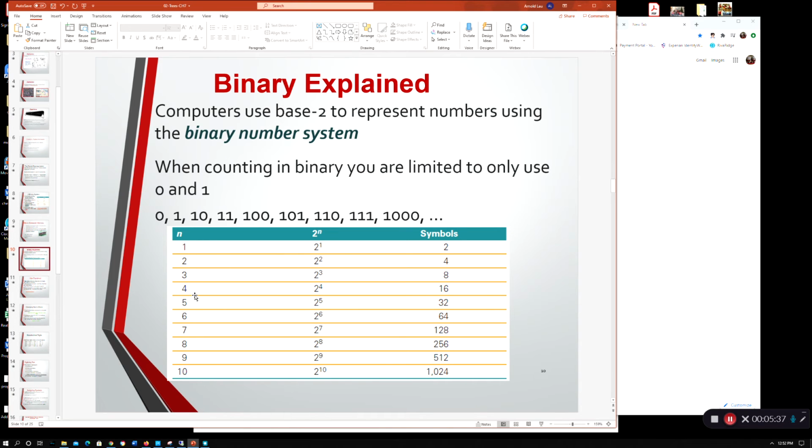The more digits, or bits, that you add, you can see it goes 2 to the 1, 2 to the 2, 2 cubed, so on and so forth all the way through. And then you can see the number of different symbols you can represent. So that's all this is showing here. You can see up top here, 0, 1, 1, 0, 1, 1, basically goes through and keeps on growing the more bits you add.